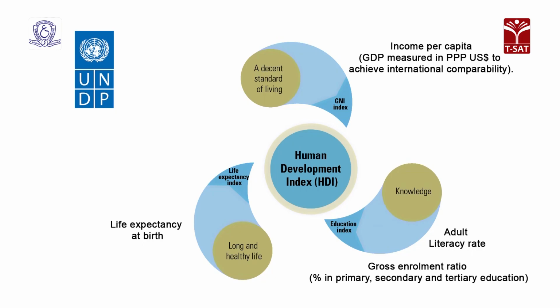Friends, let us try to slightly elaborate on Human Development Index. Human Development Index is defined as a composite index combining indicators representing three dimensions, which is longevity, that is life expectancy at birth, knowledge, which includes adult literacy rate and mean years of schooling, and income, which is the real GDP per capita in purchasing power parity in US dollars.